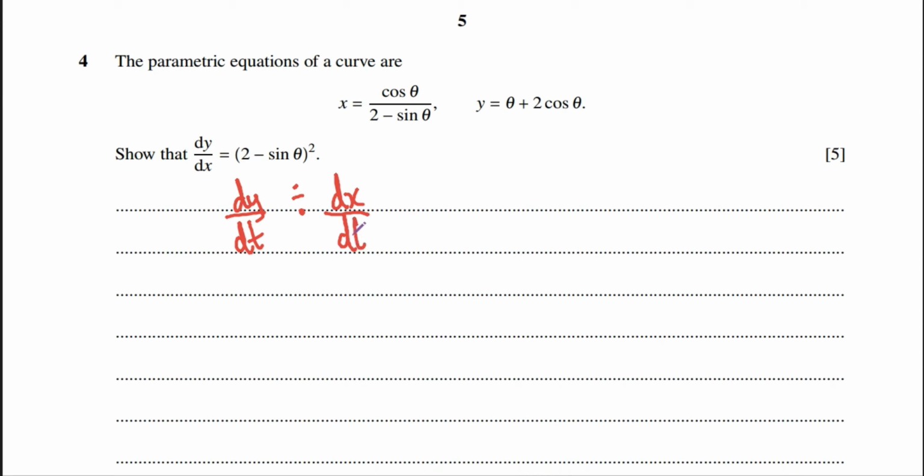So we just have to take derivatives. Instead of t, we're doing theta, so it's the exact same thing. So let's do dy by d theta. Well, that's just 1 minus 2 sine theta, right? That's just the derivative of theta plus 2 cos theta. The derivative of theta is 1. The derivative of 2 cosine theta is minus 2 times sine theta. So we have dy by d theta. That was simple. Let's find dx by dt.